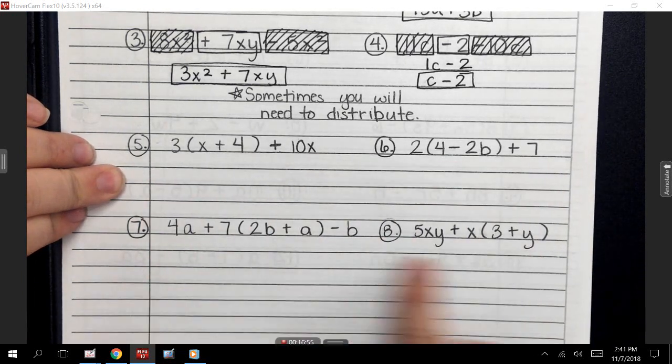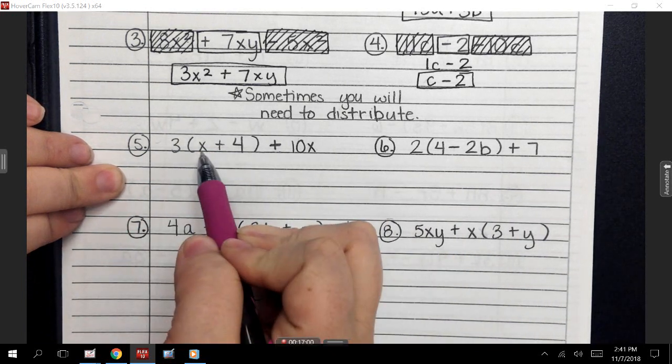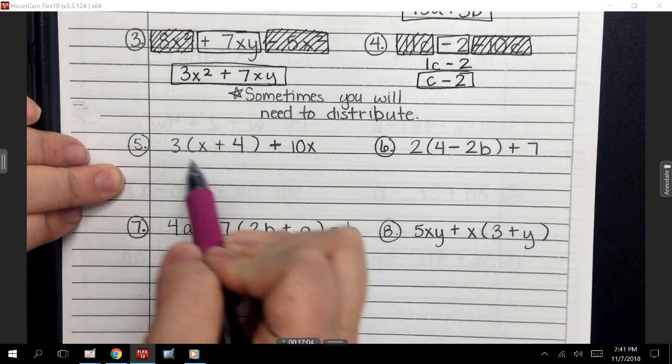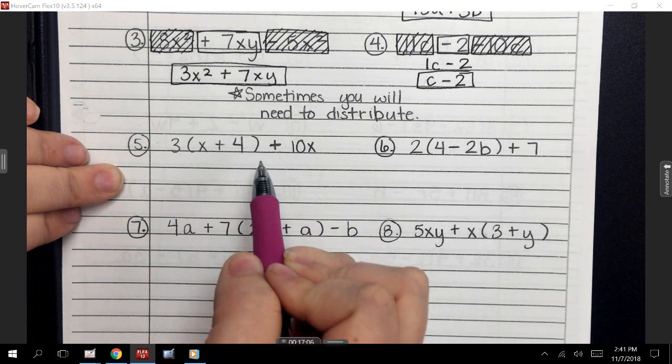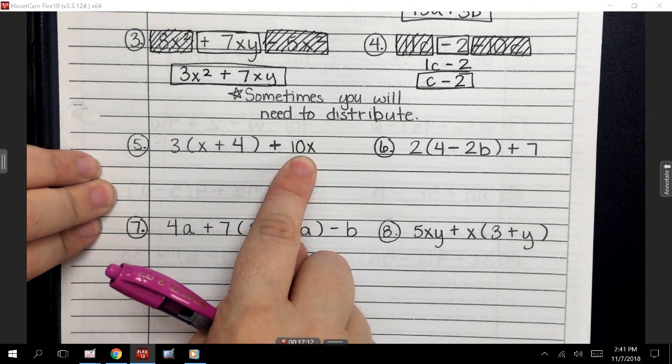All of these have parentheses here. The problem that we run into, I would love to be able to put that X and that 10X together. But do you see how that X is in parentheses? So it's kind of like it's trapped. Those parentheses are holding it there. I can't just move it and put it with the 10.